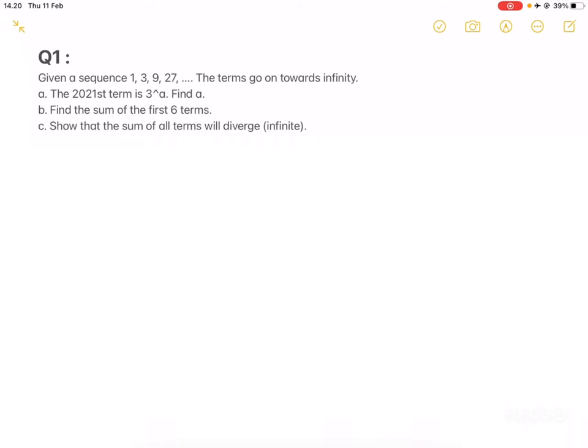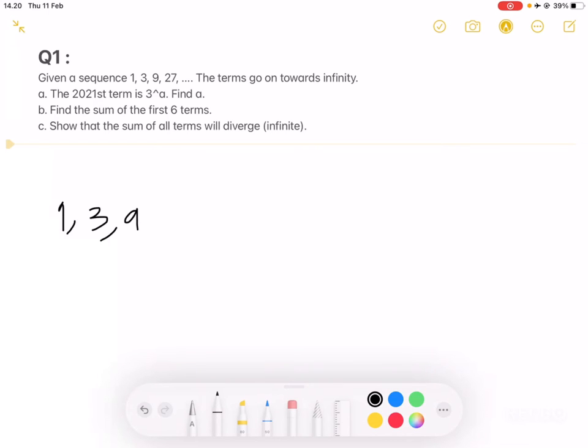And next, we're going to find the sum of the first 6 terms, and then show that the sum of all terms will diverge or approach infinity. Alright, so we can determine the ratio by simply noticing that we multiply by 3 to get the next term, and therefore our ratio must be 3.